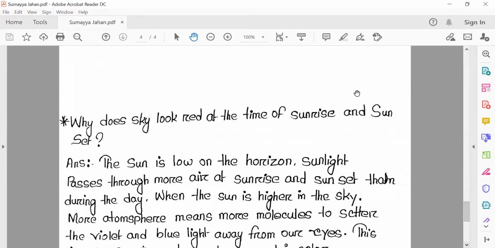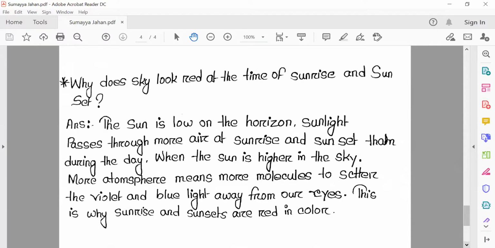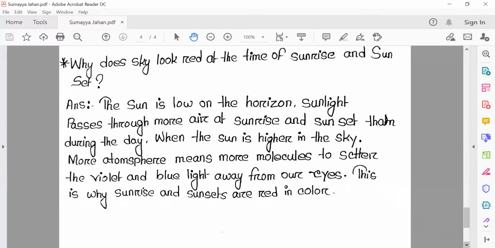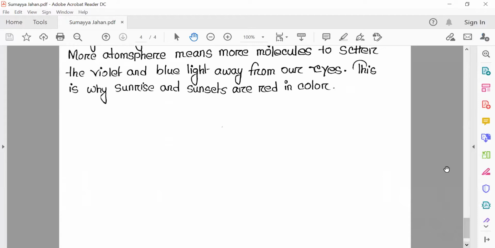Then why does the sky look red at the time of sunrise and sunset? The sun is low on the horizon. Sunlight passes through more air at sunrise and sunset than during the day. More atmosphere means more molecules to scatter the violet and blue light away from our eyes. This is why sunrise and sunset are red in color. Finished, teacher.